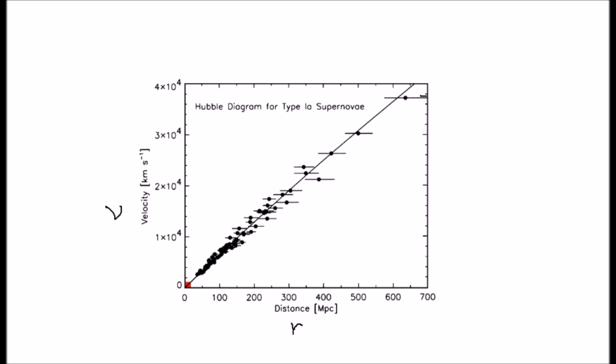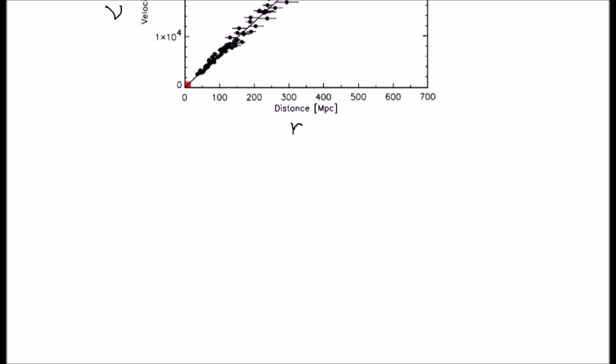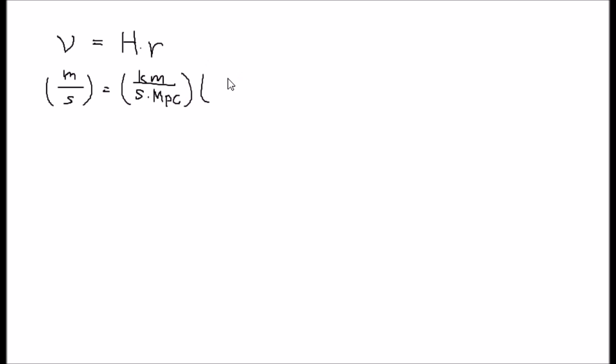So from here, there is a very famous formula. v, the recession velocity, is the Hubble constant times r. So let's think about the unit. Velocity is v. The Hubble constant H, the unit is kilometer over s times megaparsec. And then r is in megaparsec.